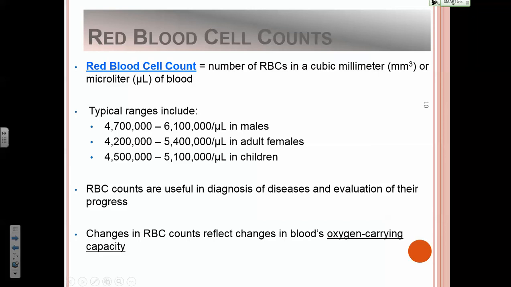Do you know what a microliter is? It's a cubic millimeter. A microliter is the same thing as a cubic millimeter. Can you imagine a cube that is a millimeter on each edge? And you've got 4 to 6 million red blood cells within that tiny little bit of space. That's much smaller than just the typical drop, isn't it? And so if you have 1,000 cubic millimeters, how many cubic millimeters are in a liter?